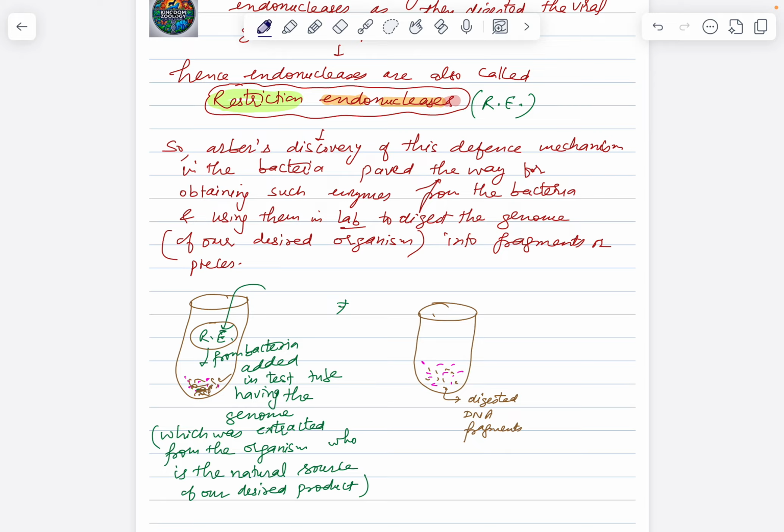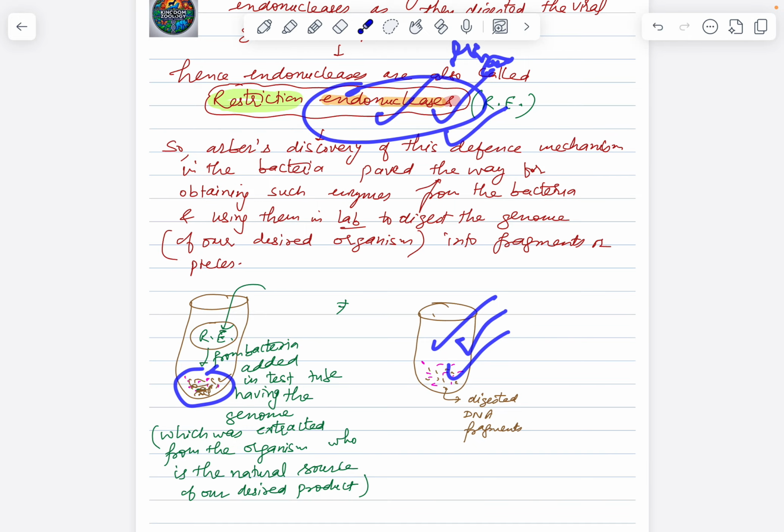So Arber was researching certain enzymes found in the bacteria as a natural defense mechanism against viruses. He found out that restriction endonucleases are the enzymes which are produced by the bacteria when the viruses enter them. And these enzymes attach to the viral genome on a particular fixed recognition site, which is always a palindrome. And once they attach, they digest the phosphodiester bond at that place where they attach, breaking down the genome of the virus into fragments. And that is the type of enzymes that I also want. I also want to break down my genome into fragments. So I should be using these enzymes.